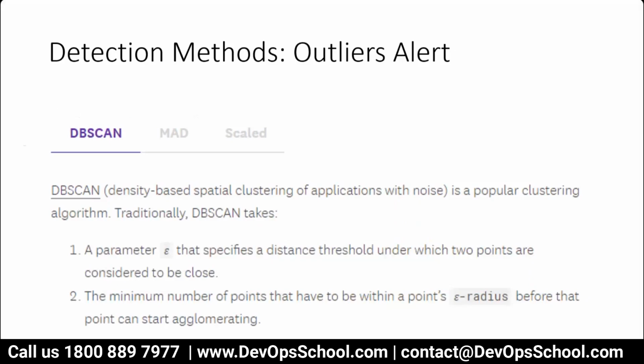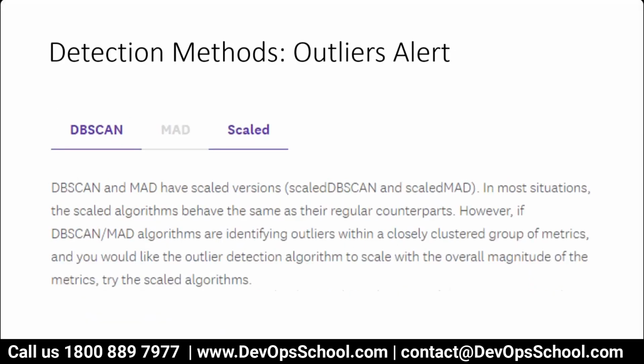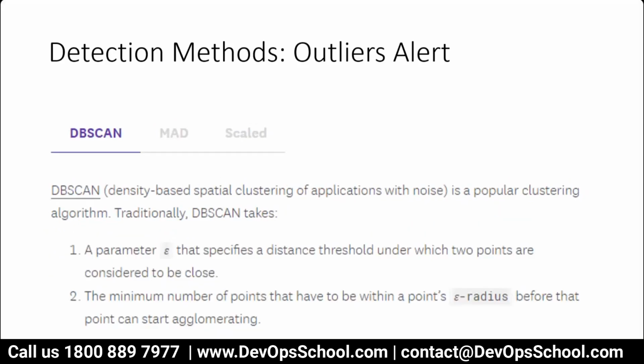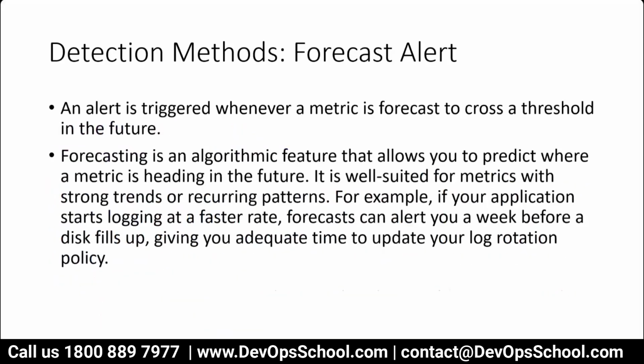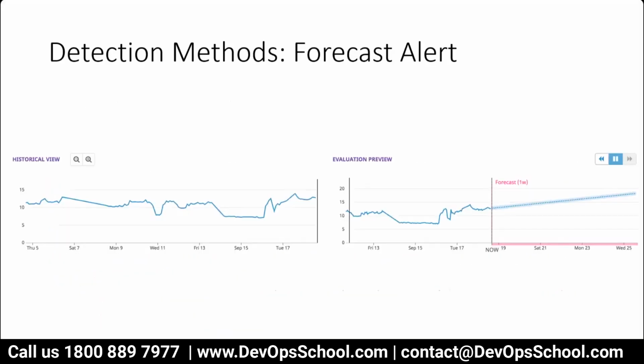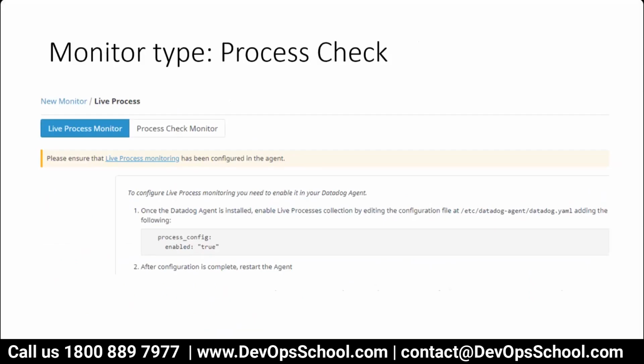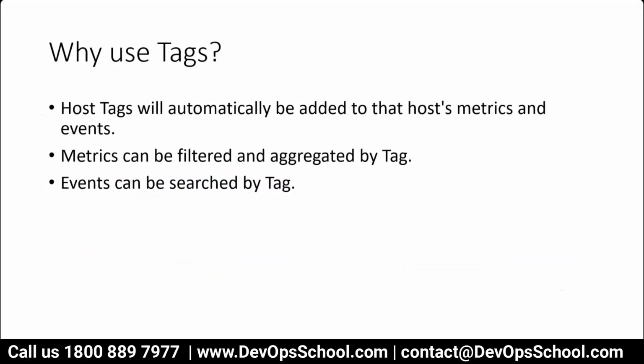DBSCAN, they're also improving it every time. So DBSCAN and MAD and scaled. These are the three mathematical formulas they are using for outliers and so on. Forecasting has also been used, and live processes, live check, and so on.